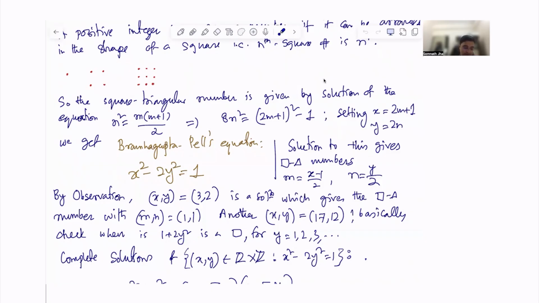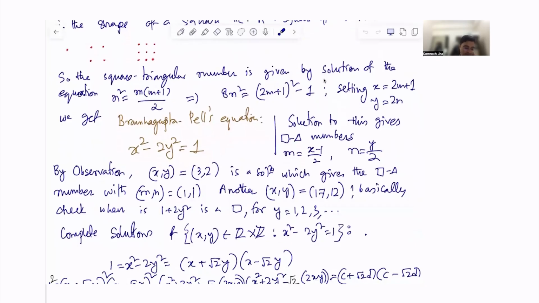So when y is 1, then you get 3, so it doesn't work, and you put y equal to 2, then you immediately get that this is a 9. So it works. And if you put y equal to 12, then you get 17, and so on. So what is the complete solution?